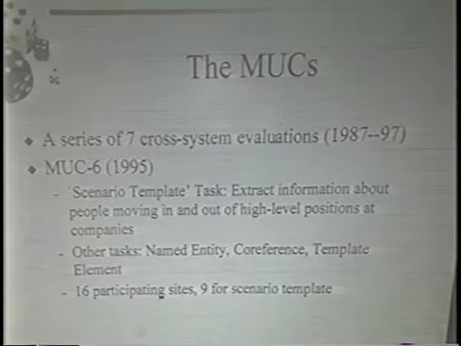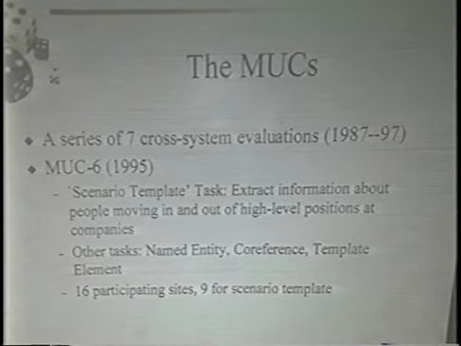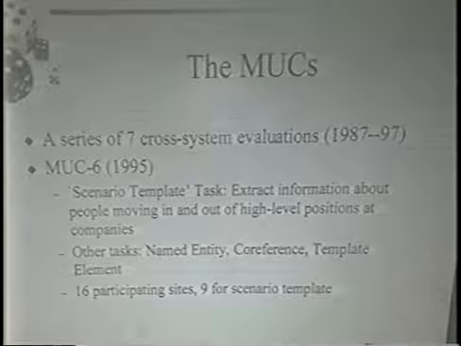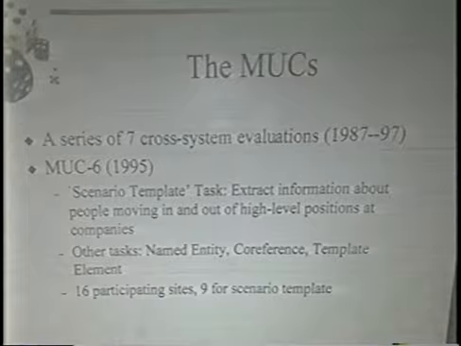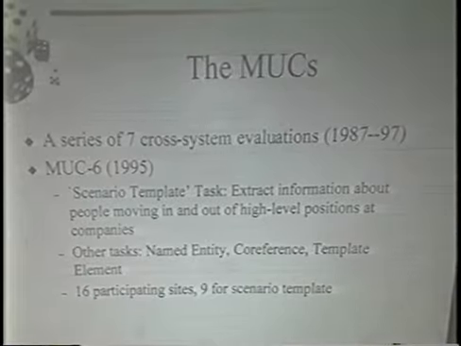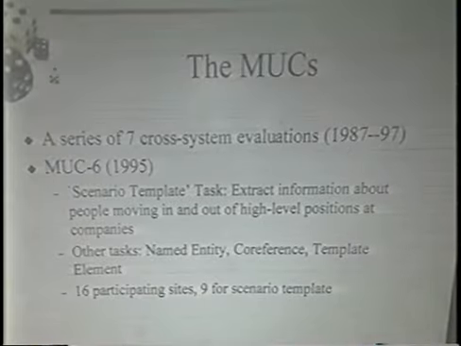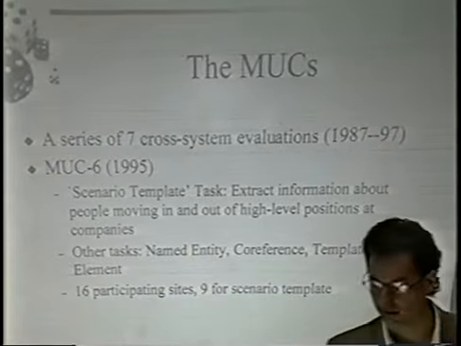It's a cross-site evaluation. There's been 7 of them over an 11-year period. I'll be focusing on MUC-6, which happened in '95. The main task being to extract information about people moving in and out of high-level positions at companies. So we're reading Wall Street Journal data and trying to find information about changes in upper management corporate personnel. There are other lower-level tasks that I won't discuss at all, but you may have heard of them. There were 9 sites that participated in the scenario template task, although there's actually 11 systems, because one site contributed 3 systems.